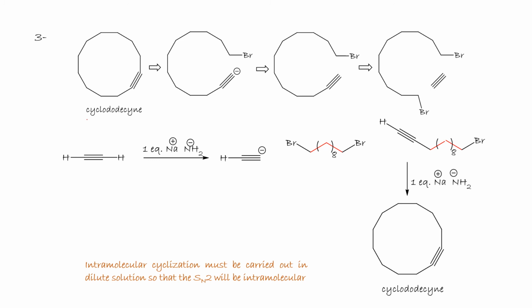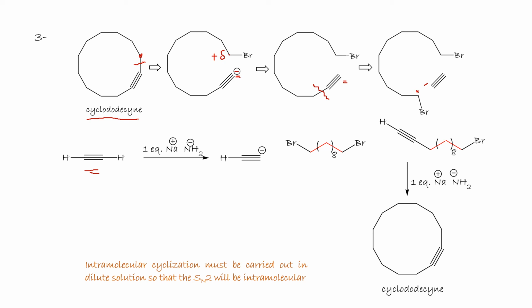To synthesize cyclododecyne from acetylene, if we cut in here, this will be negative and this will be positive. So the alkyl halide makes this partially positive. And we can get the acetylide from the acetylene. Cutting in here, once again, this will be negative and this will be positive.